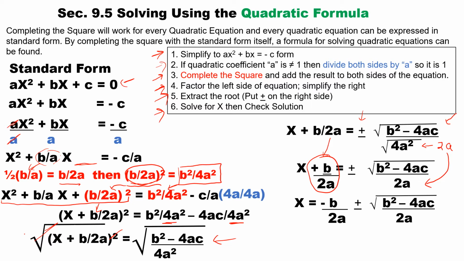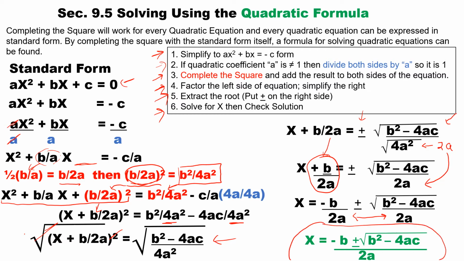Because these have a common denominator of 2a, we then can rewrite it to where everything that's in the numerator is on top all over the denominator 2a. This right here in the green is our quadratic formula. So we started with the standard form, we manipulated it, and we derived this formula that's called the quadratic formula.